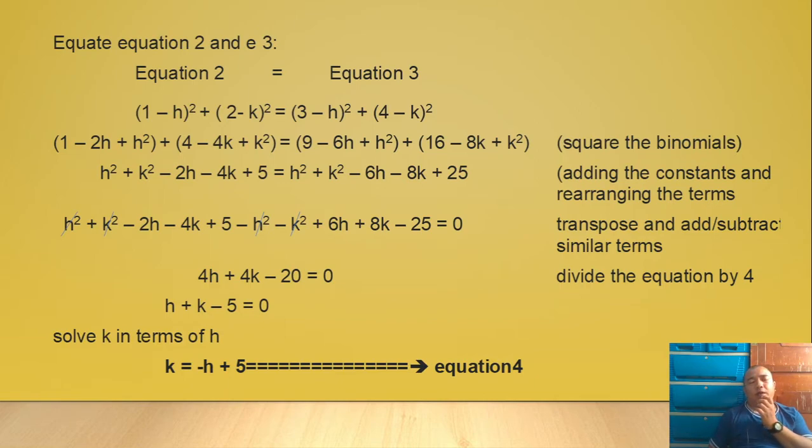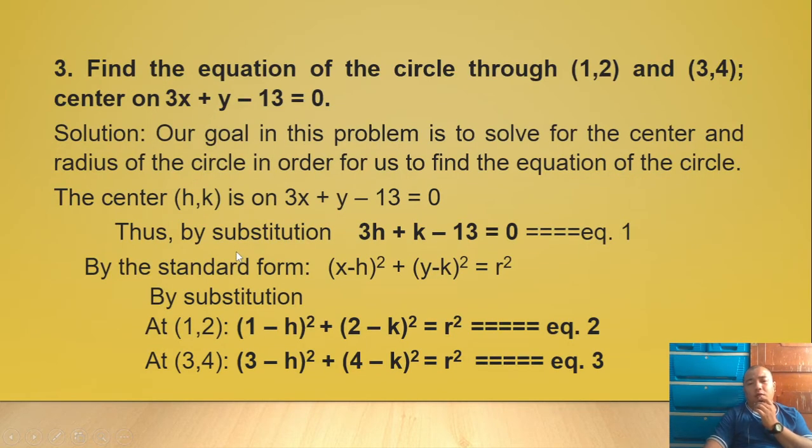Now let us equate equation 2 and equation 3. By equating, we can solve for k in terms of h. So for equation 2, let us simplify. Just square the two binomials. Why did we equate equation 2 and 3? Because they are both equal to r squared, diba? Since they are both equal to r squared, this part is equal to this part.